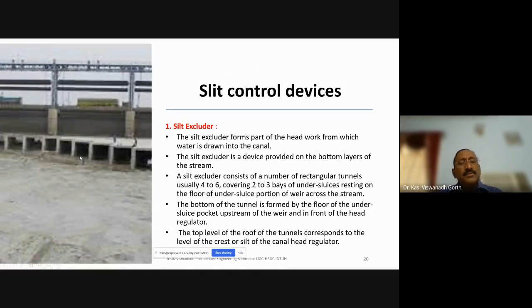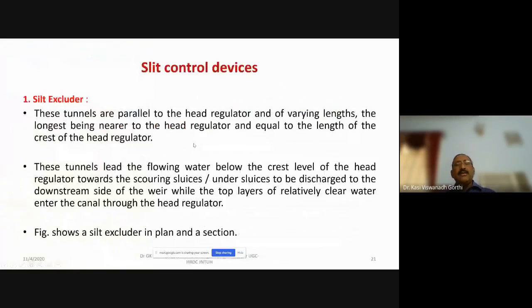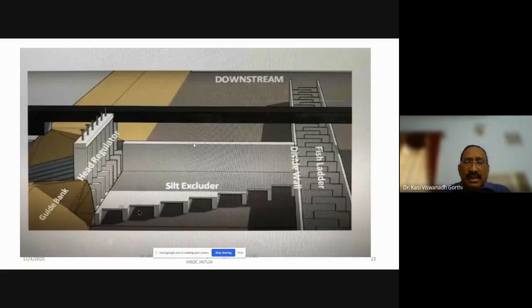So water flowing through this arrangement has two horizontal layers. The bottom layer of water having more and more silt content will be allowed only to flow through these tunnels, and the water which is more clear flows over the top of the tunnels and directly into the canal. This figure provides a very clear indication. You have several tunnels provided here, and the first tunnel is equal in length to the total head regulator length.